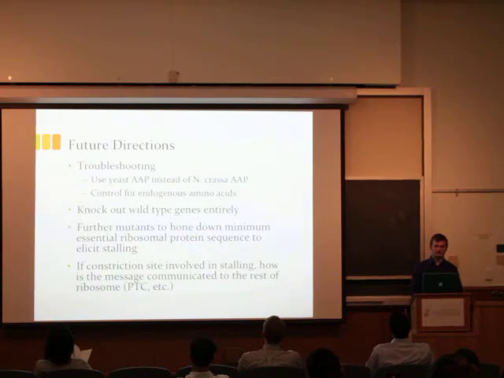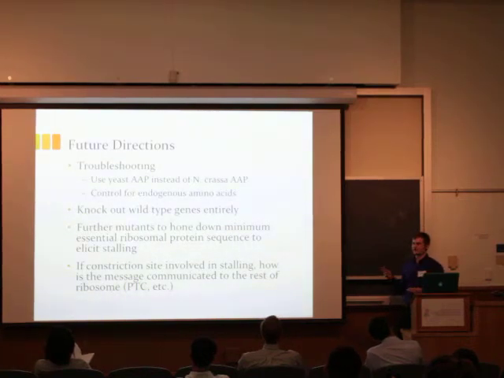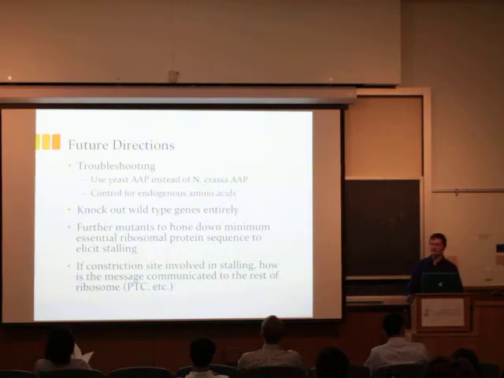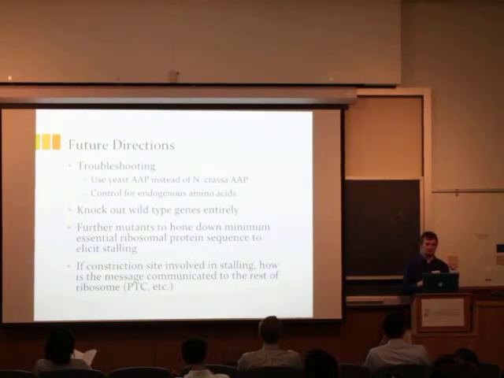Definitely knocking out the wild type genes would, for the RT-qPCR I did, that would for sure mean that they're living off the mutant ribosomes. And then even further down the line, we're piecing down which part of the ribosome is interacting with the nascent chain, and figuring out how that's communicated to the rest of the ribosome to elicit elongation arrest.